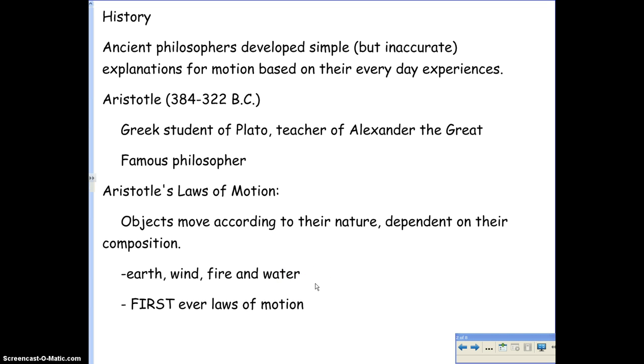And so he said boulders tend to roll down mountains because they're made of earth and they want to get closer to the earth. And fish tend to flop when you take them out of the water to get back into the water because they're made of water, so they move to get near water. He was wrong, but it was a pretty good explanation that lasted for a couple thousand years.